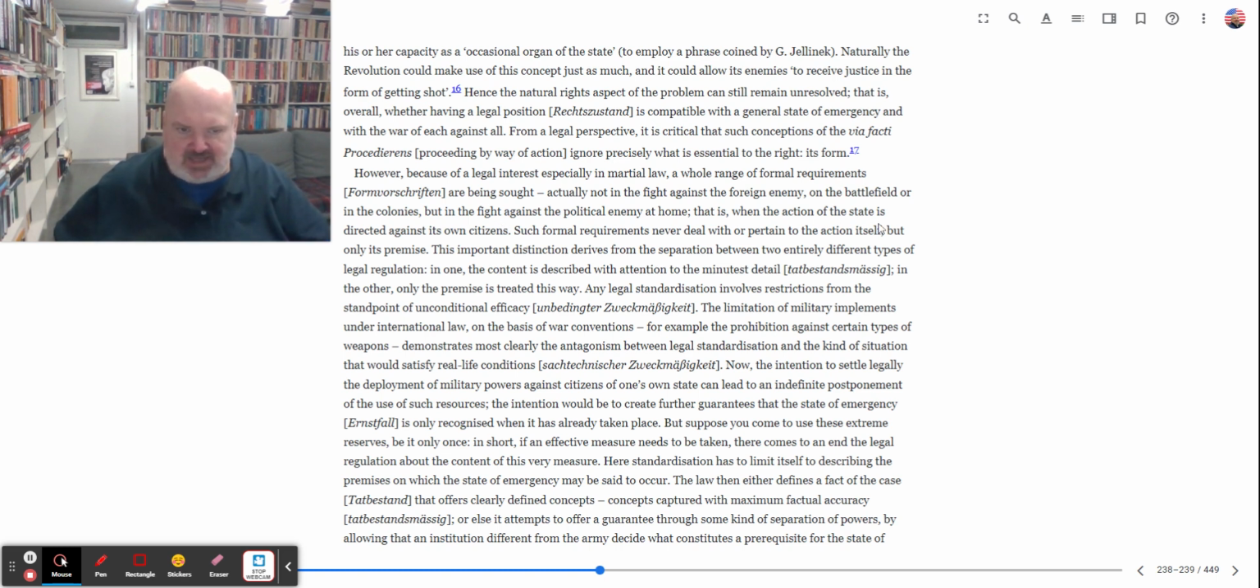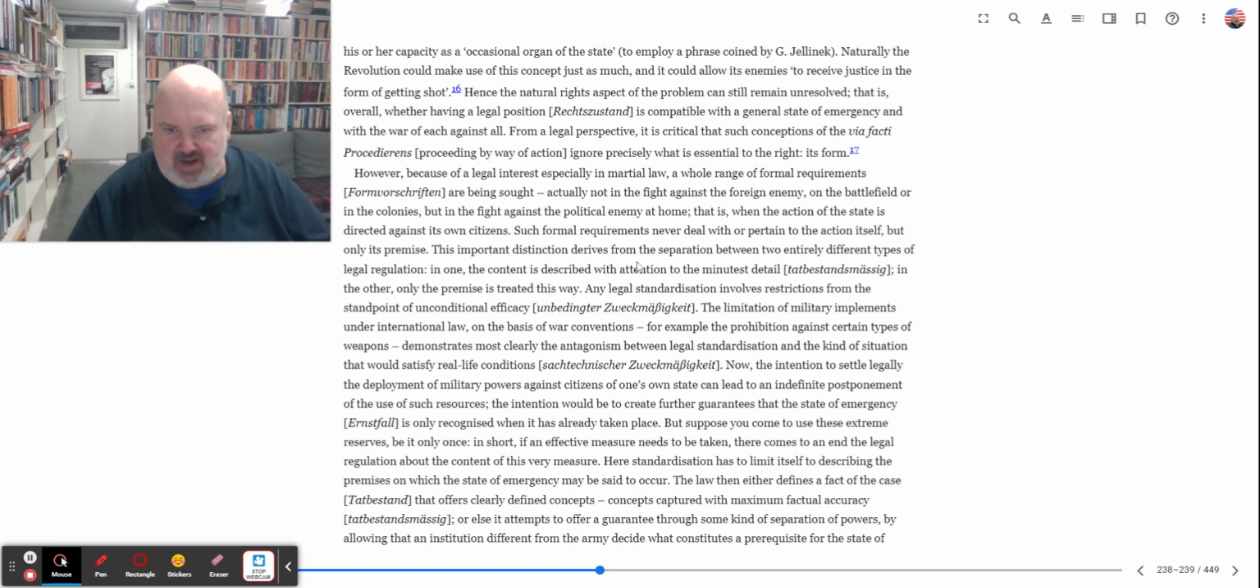Against, in other words, when the action of the state is directed against its own citizens. Such formal requirements never deal with or pertain to the action itself, but only the premise. In other words, the formal requirements never deal with what is to be done and the actions being done, but what the premise is, right?